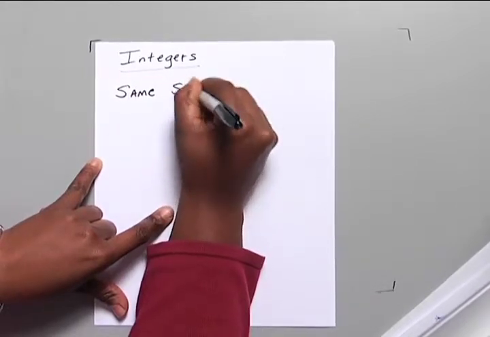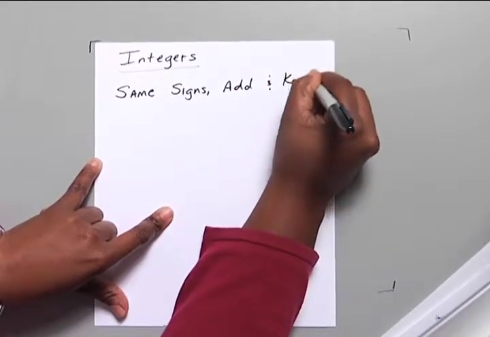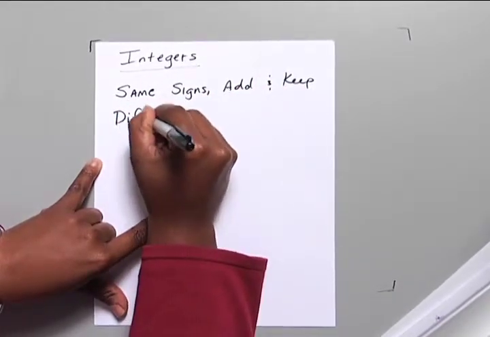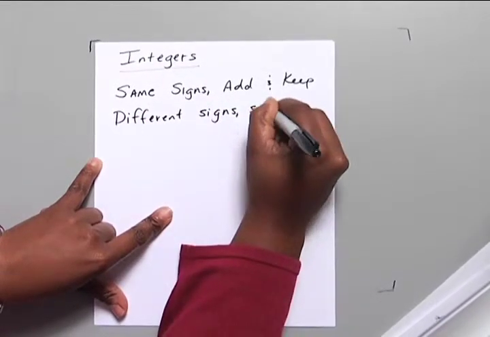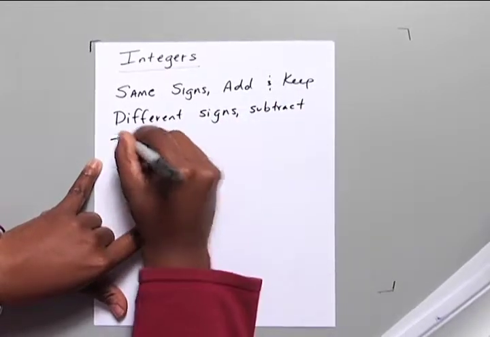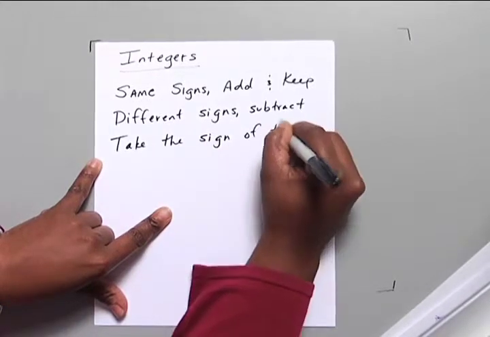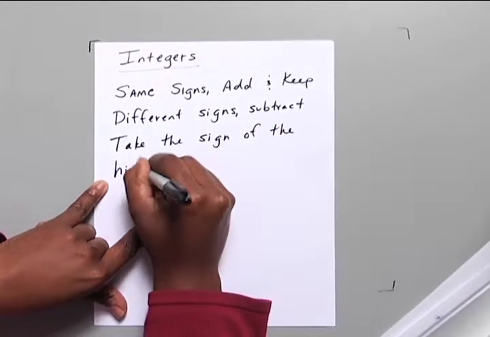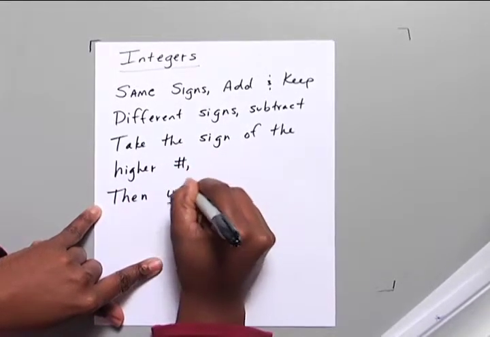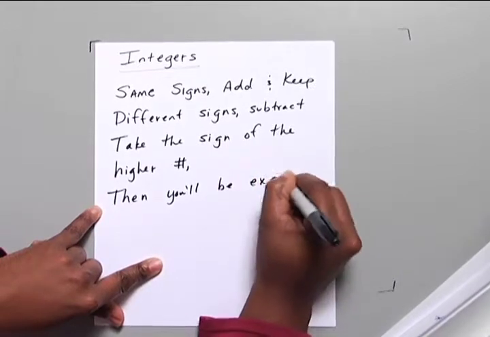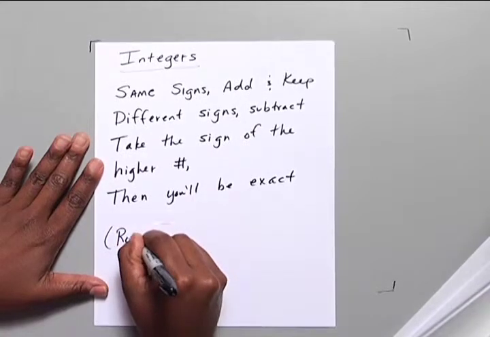goes same signs, add and keep, different signs, subtract, take the sign of the higher number, then you'll be exact. You sing this song to the tune of Row, Row, Row Your Boat.